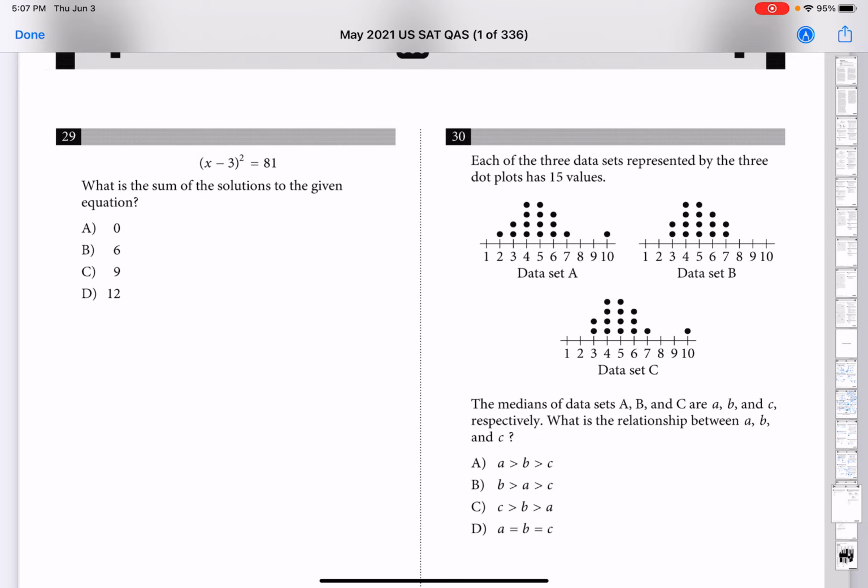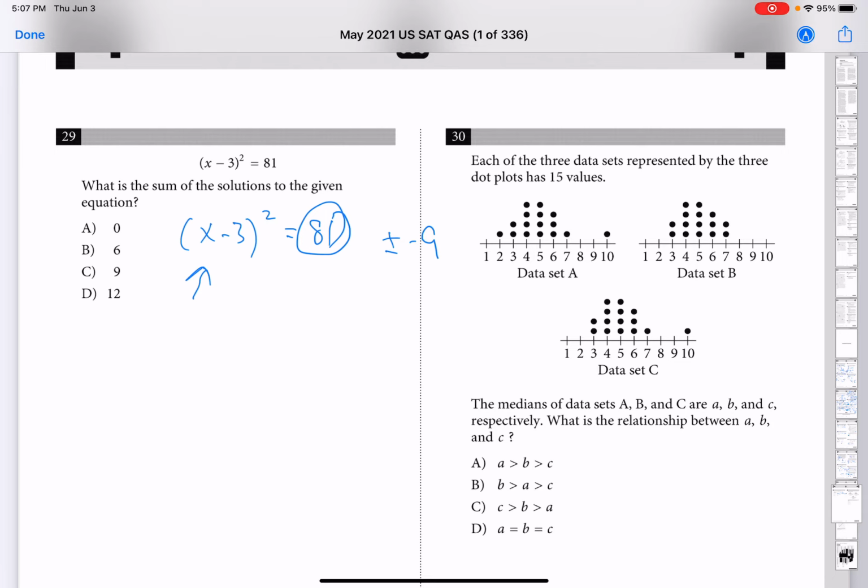What is the sum of the solutions to the given equation? Okay, so we got (x - 3)² is equal to 81. So the possible answers we can get in here, because if we take the square root of this number, we're going to get plus or minus 9.